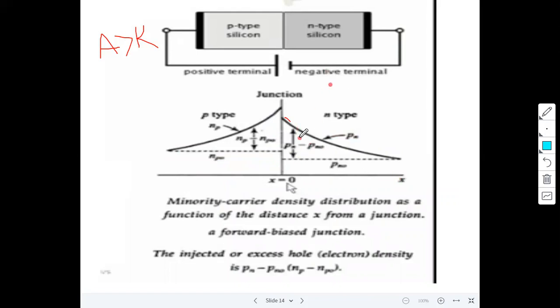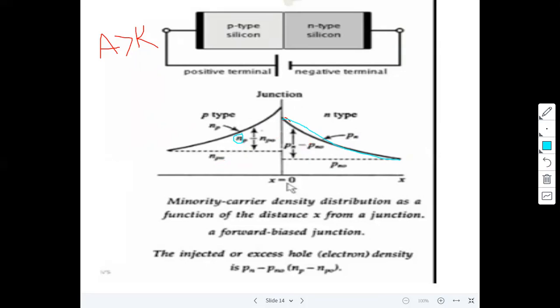Observe here the charge. Here the charge is Pn minus Pn naught. So this is the Pn naught, and this is the Pn level. This is the graph here. This one is the maximum Pn. Pn minus Pn naught is the excess minority charge carriers. Similarly here Np minus Np naught. Here Np means the first letter indicates the type, hole or electron: electron in P type minus electron in P type at equilibrium condition.